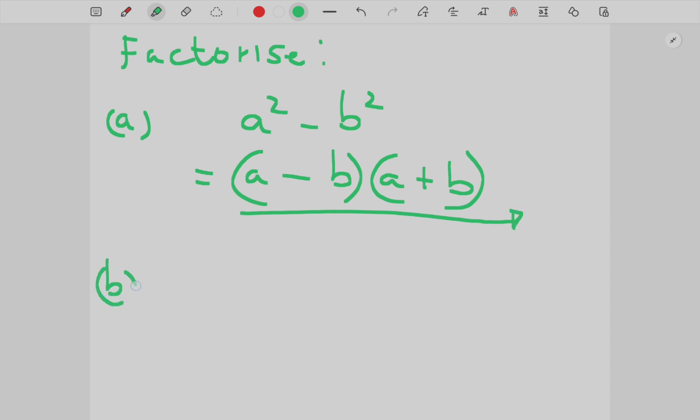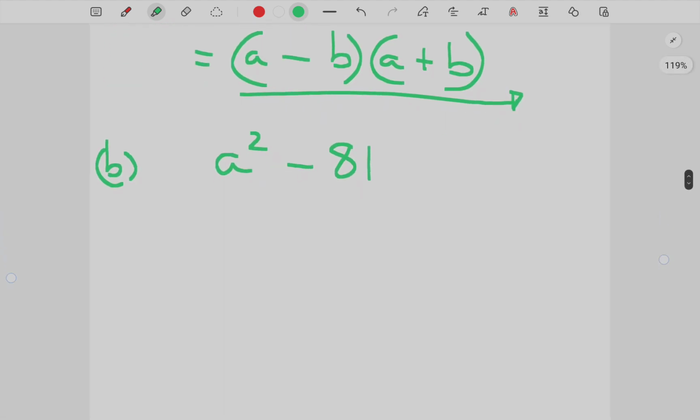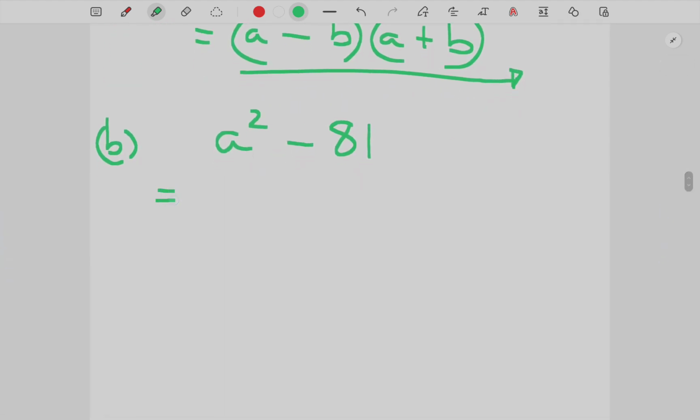Coming to question B, which is similar to this one. What if you are given a squared minus 81? I know these are very easy, but we must always start from the basics first. So this is a perfect square: a squared is a perfect square, 81 is a perfect square. So we're going to open up 2 brackets. For a squared it is a and a. Then what is the square root of 81? It's 9. So we've got 9 this side, and 9 here. Because it's negative 81, one bracket is going to be a minus 9 and the other bracket is going to be a plus 9.